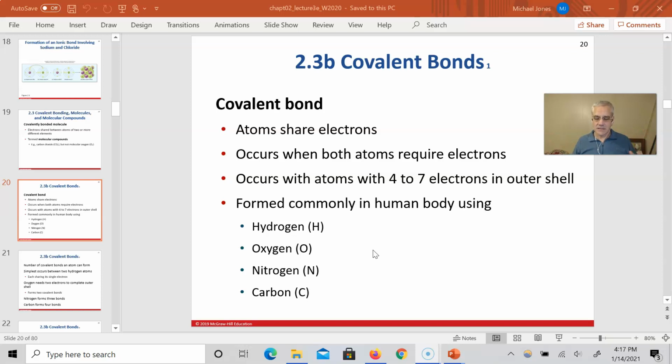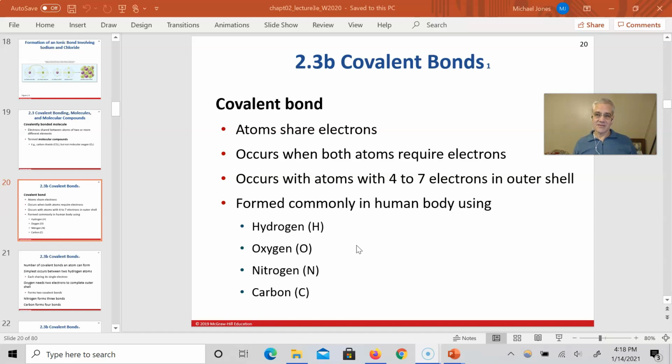So these are the elements that have 4 to 7 electrons in the outer shell. Seven would be kind of pushing it, but you'll see that with these atoms, instead of giving up an electron, sharing the electrons would make them happier. That's kind of the point that I was trying to get at.